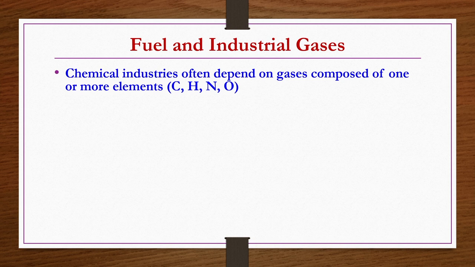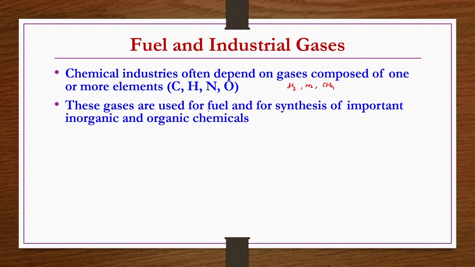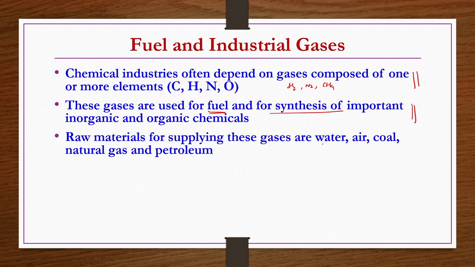What we are going to see are a few basics, a few details, like the manufacturing process, reactions, etc., for the production of fuel and industrial gases. So, chemical industries often depend on gases composed of one or more elements of C, H, and O. Single element gases are something like H2, N2, etc. Two element gases are something like CH4, etc. These are very often used in chemical industries. These gases are used for fuel purposes and for synthesis of important inorganic and organic chemicals as well. That's the reason it is essential to have adequate knowledge of the production process of these fuel and industrial gases from a UG curriculum point of view, right? So, raw materials for supplying these gases are naturally available: water, air, coal, natural gas, and petroleum, right?